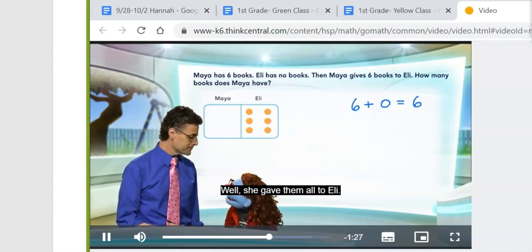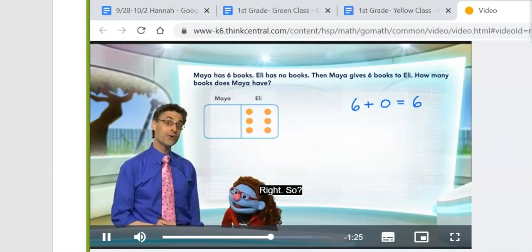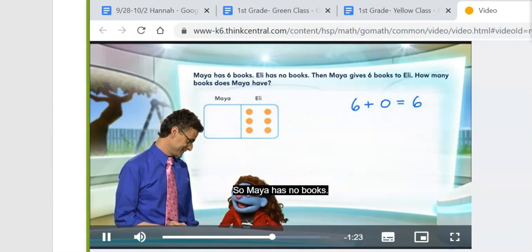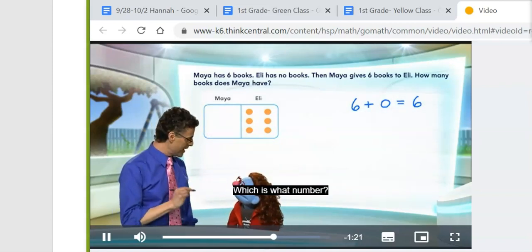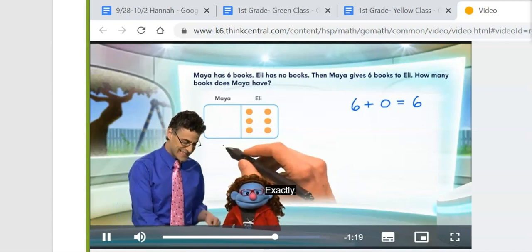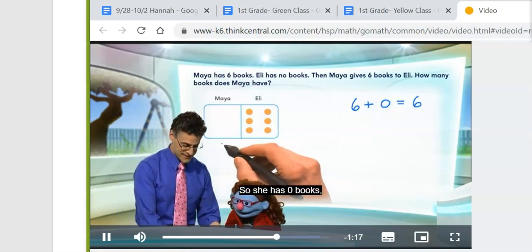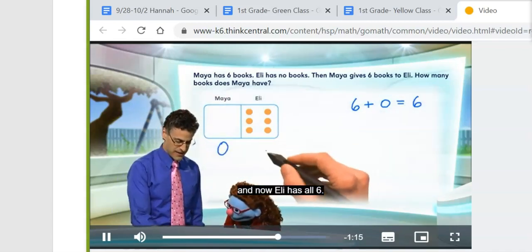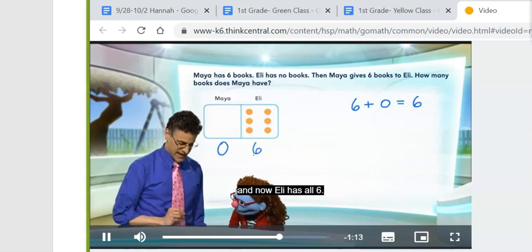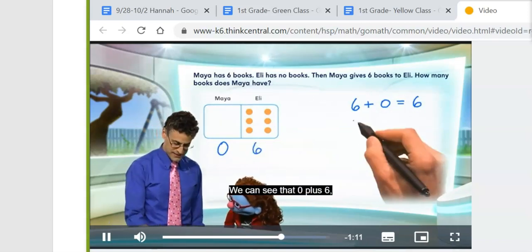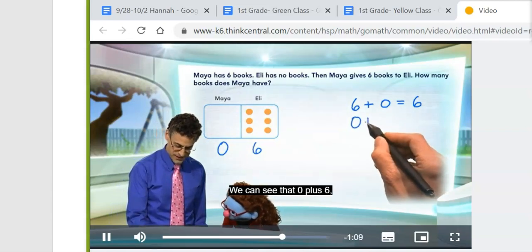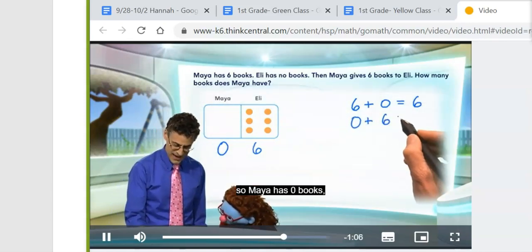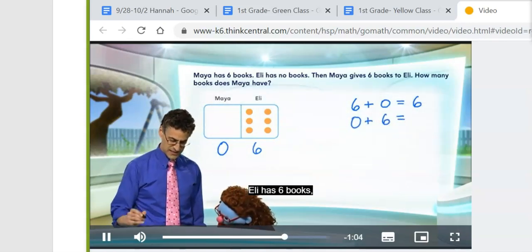Well, she gave them all to Eli. Right, so Maya has no books, which is what number? 0. Exactly. So she has 0 books, and now Eli has all 6. And so now we see another cool thing. We can see that 0 plus 6, so Maya has 0 books, Eli has 6 books.